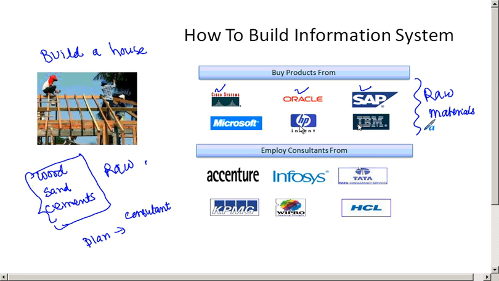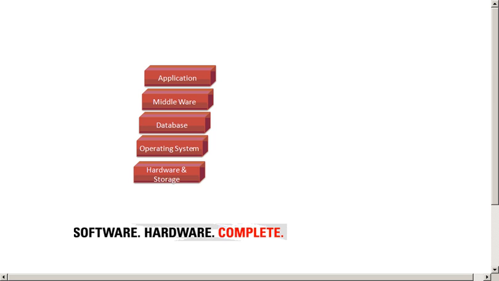And then we got these raw materials from these companies, and then we got consultants from different companies like Infosys, Accenture, KPMG, HCL, or companies like this. They are giving me consultants who will understand my problem. Then, using the software or hardware provided by the product companies, they will build an information system. Okay. So if the goal here is to build an information system, then how does Oracle fit into this?